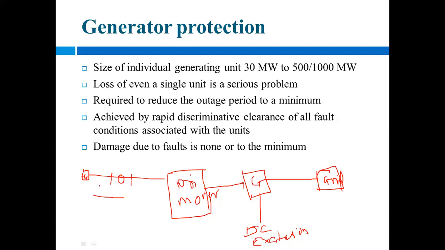And you can supply by using the backup protection. It is the same for distribution also. But it is not the case for a generating station. There are a number of generators, but if at peak time, in the morning and in the evening, it fails, then the whole system will collapse. So the loss of a single unit is a serious problem, and it is required to reduce the outage period to a minimum time.